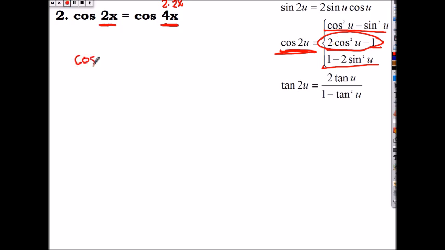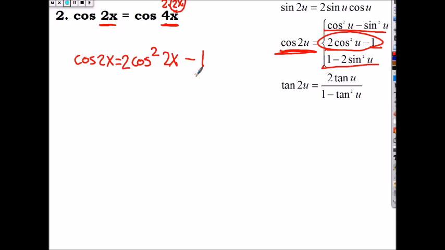So cosine of 2x equals cosine 2, right? 2 cosine squared of u. Here my u is 2x, minus 1. And then you set it equal to 0 again.